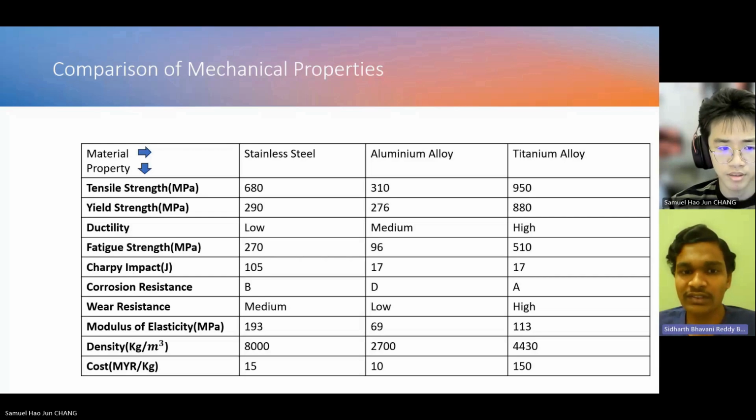But due to its high cost, which is 10 times more than stainless steel, it becomes less favorable for utilities such as spanners or other tools. It is suited more for jewelry and such.